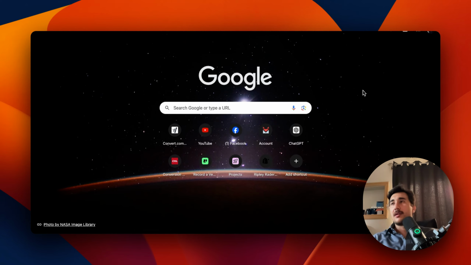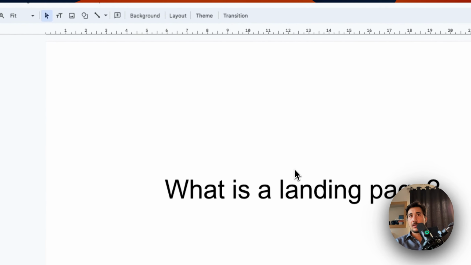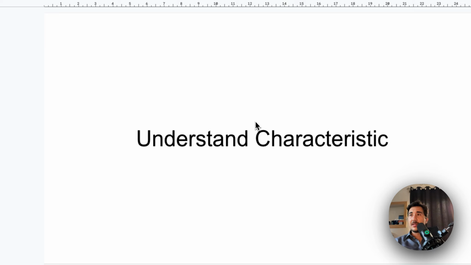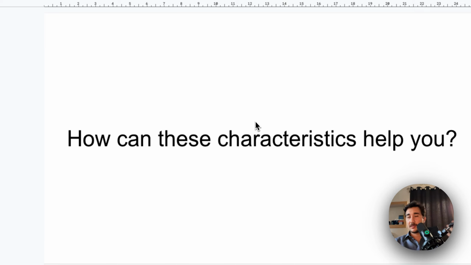So let's talk about landing pages for a while and see how things go. So, what is a landing page? First things first, we will talk about what a landing page is and why it's so important. Then the characteristics of a landing page, how to make a landing page so good that your girlfriend will buy from it, and understanding these characteristics and how they can help you.